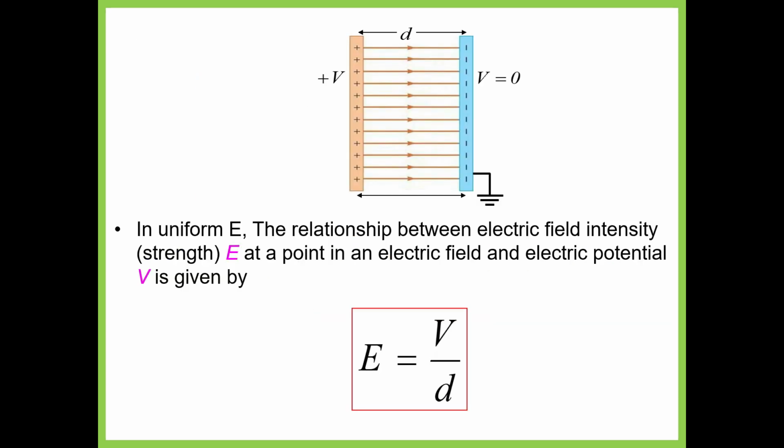The equation for uniform electric field is given by the electric potential divided by the distance between these two plates, d. So electric potential here is actually the change in potential, since in this case our change in potential is V minus 0, so it is equal to V.